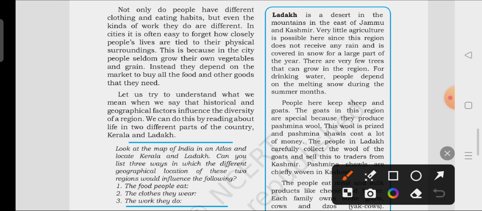So let us understand. First let us see about Ladakh, a little information about Ladakh. Let us try to understand it, and after that we will understand Kerala and we'll do a comparison. So let us start.